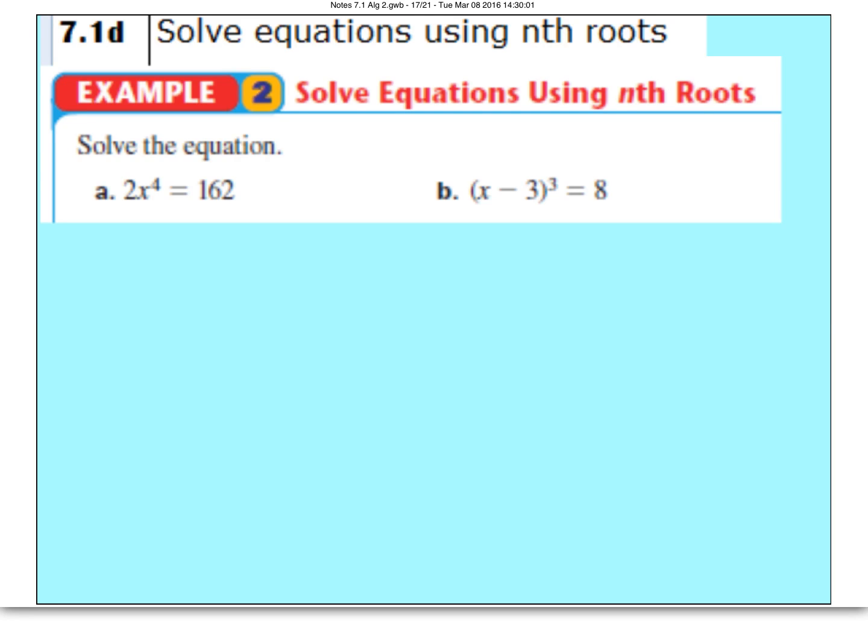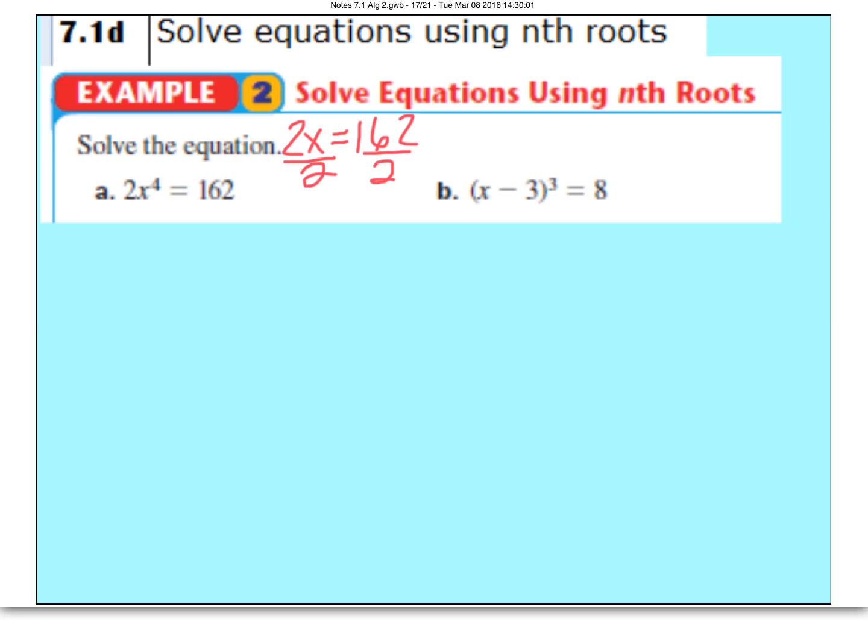In Learning Objective D, we're going to solve equations using nth roots. So let's look at this first one. And really it works just like solving a normal linear equation. So for letter A, what if it wasn't 2x to the fourth equals 162, but just 2x equals 162? Now the first thing you would do is get x by itself and divide by 2. So on this one, we're going to do the same thing.